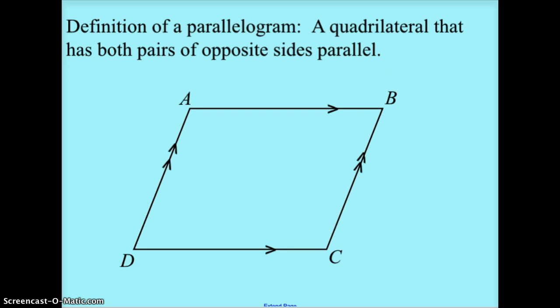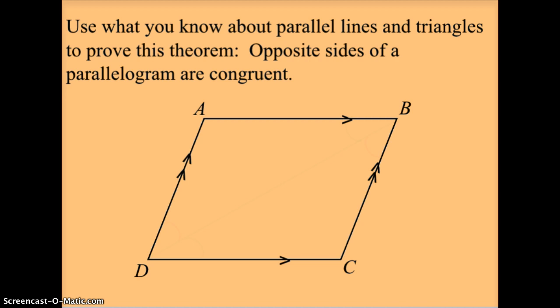The definition of a parallelogram is a quadrilateral that has both pairs of opposite sides being parallel. Our first theorem deals with opposite sides of a parallelogram being congruent. Use what you know about parallel lines and triangles to prove the theorem.